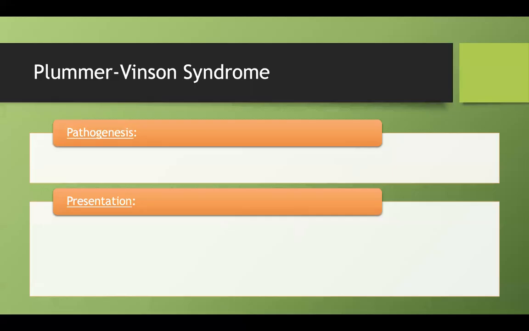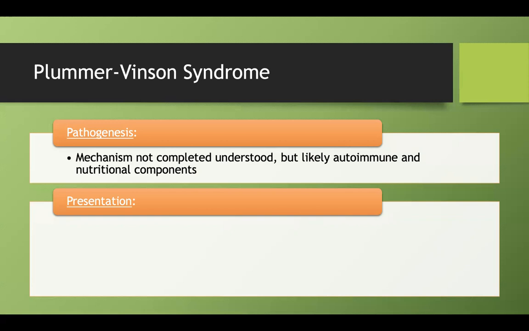And we'll move on to Plummer-Vinson syndrome, because this actually is a syndrome that has esophageal webs as one of its classic symptoms. So we don't know everything about Plummer-Vinson syndrome, but it seems like it has to do with nutritional deficiencies, and there might be some autoimmune component to it as well. And how this presents is that they'll always give you this classic triad on tests.